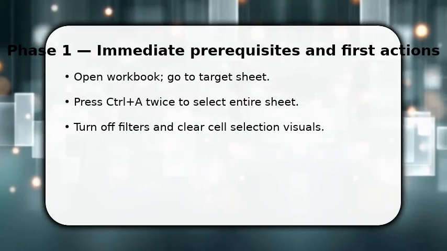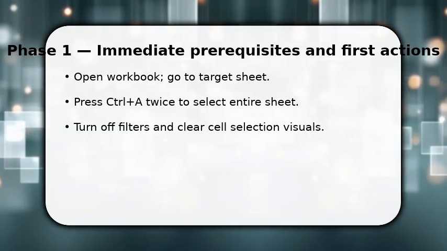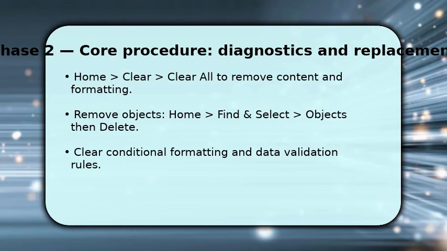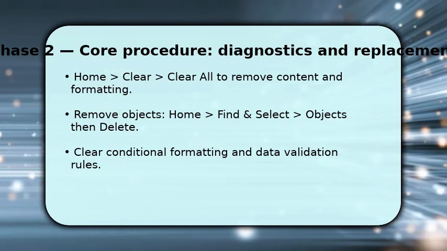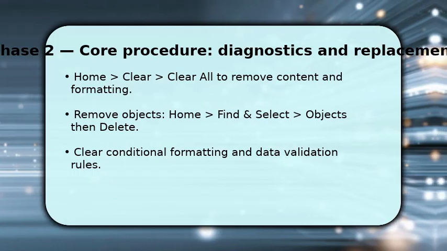Starting with a full selection prevents hidden cells or filtered rows from remaining, and it sets up the single, definitive clear action you'll perform next. With the whole sheet selected, go to Home, choose Clear, then Clear All. This removes values, formulas, and most formatting in one go.